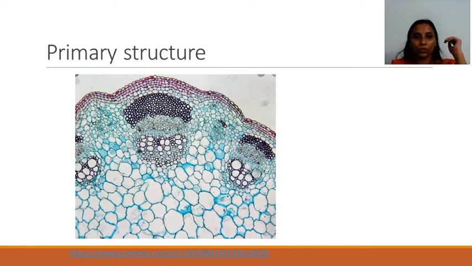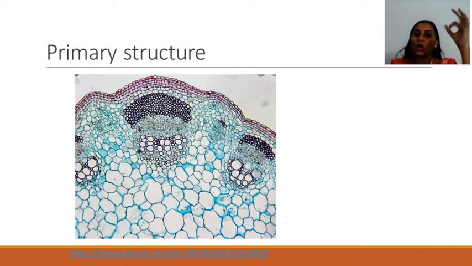This is a better view, and here you can see epidermis. Just below the epidermis there is a collenchymatous hypodermal region which is multi-layered, and beneath that there are certain layers of chlorenchyma, which is responsible for the green color of the young plant, and it also functions as the photosynthetic region. And inner to that there is a parenchymatous zone which is known as the inner cortex.